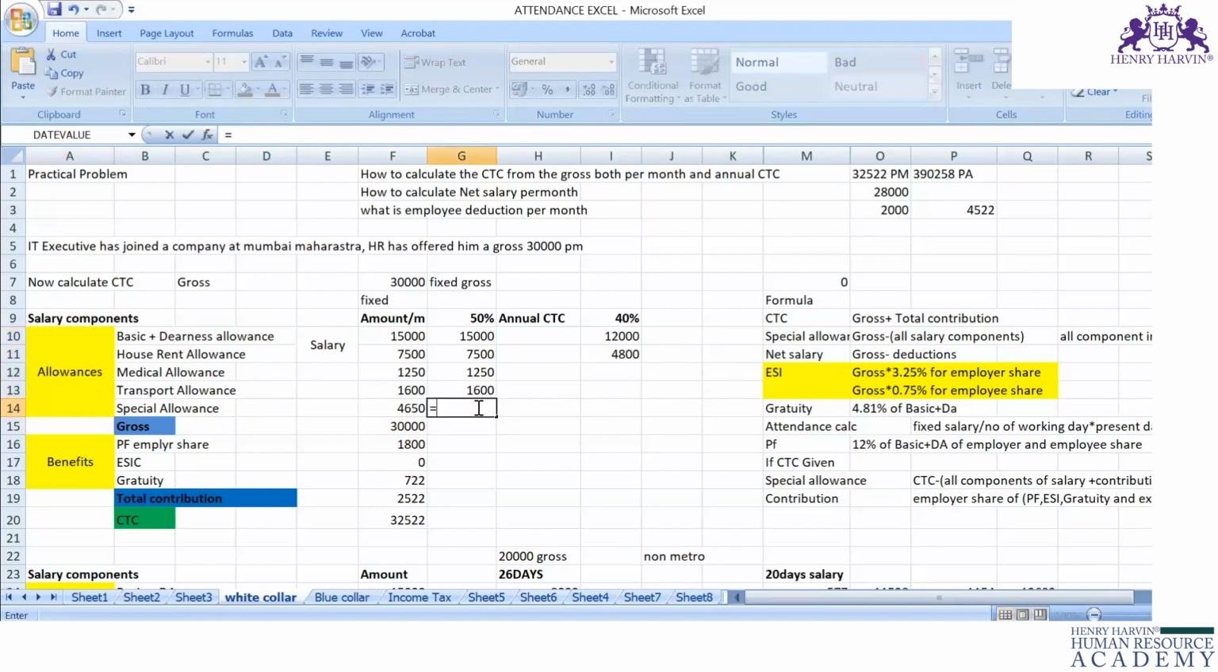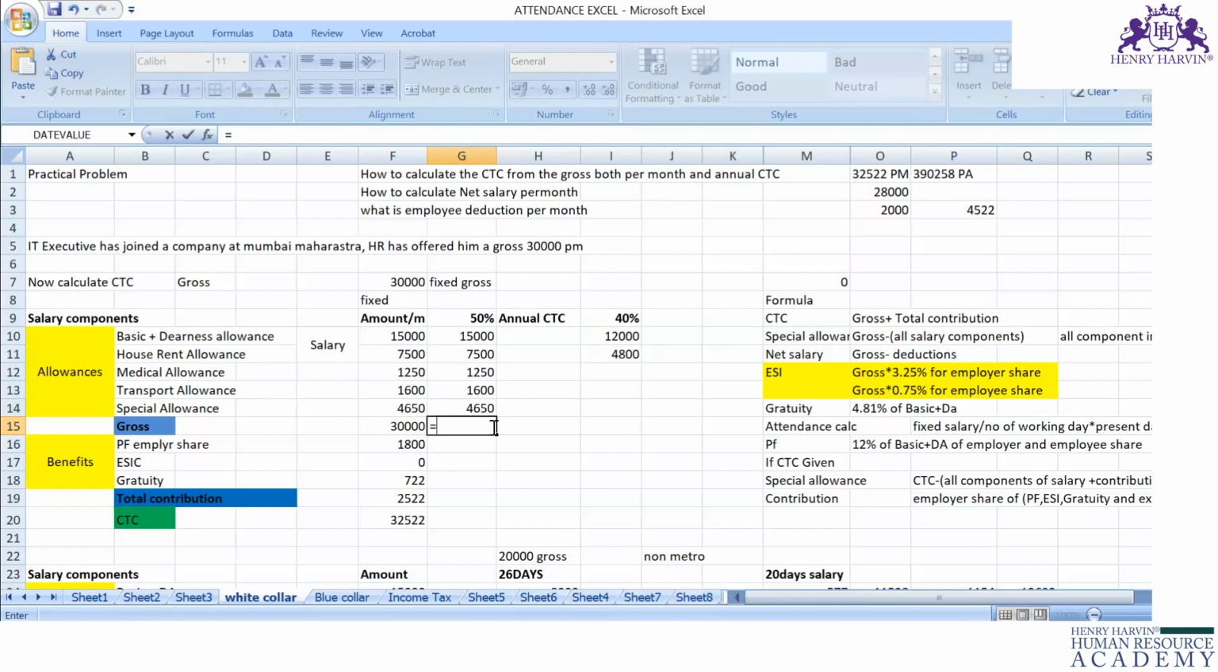So what is the gross here? 30,000. 30,000 minus basic plus DA plus HRA plus medical allowances plus transport allowances. 4,650 is the special allowances. Now you can verify whether your split ups for the various components are right or wrong.